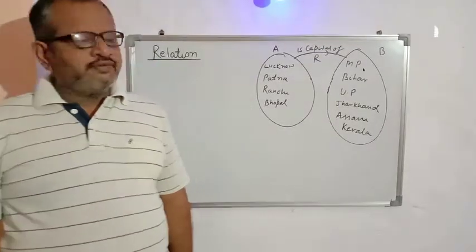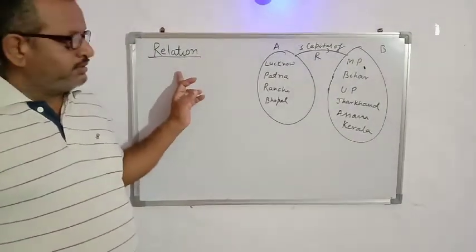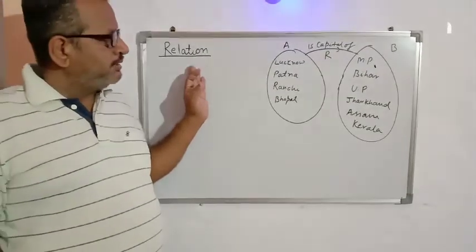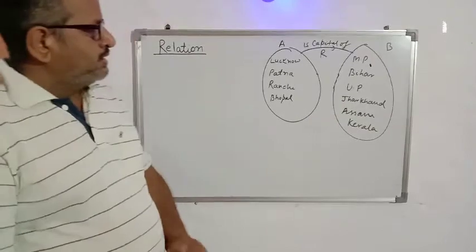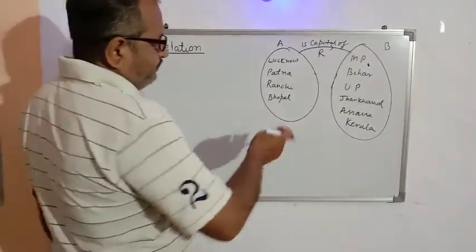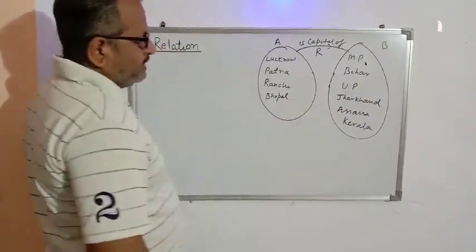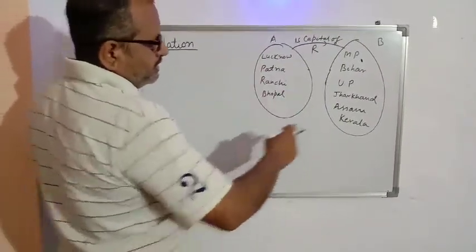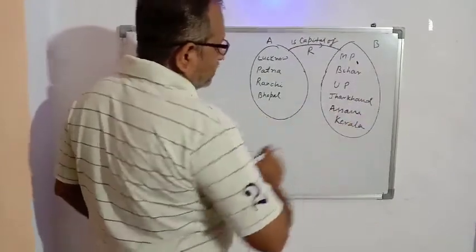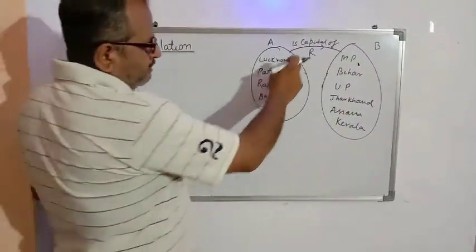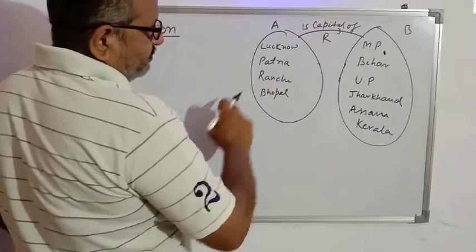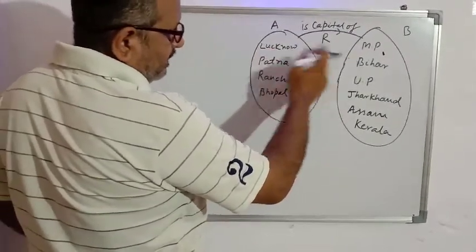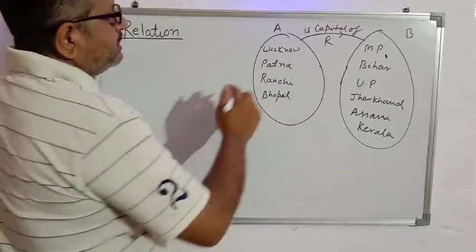Students, today we will study about the relation. In our daily life, we use the word relation between two objects. To make you understand, I have taken two sets A and B. In set A, names of some cities are given. In set B, names of states are written. And the name of the relation is "capital of". So how are the elements of set A related to the elements of set B?